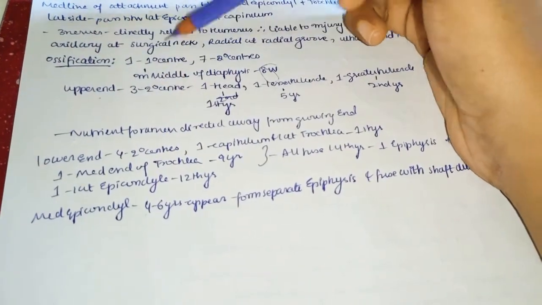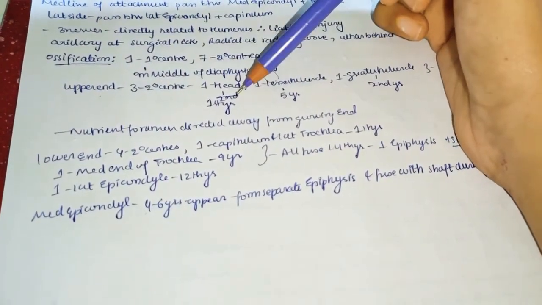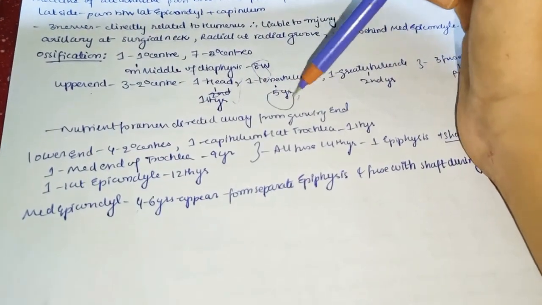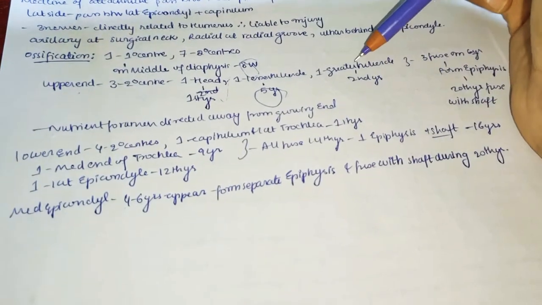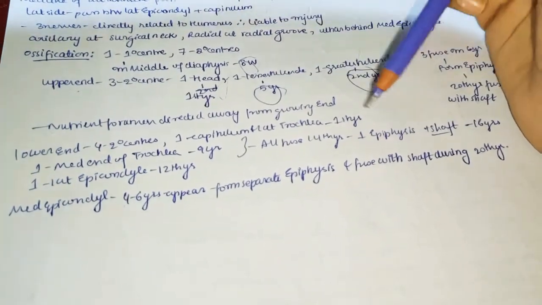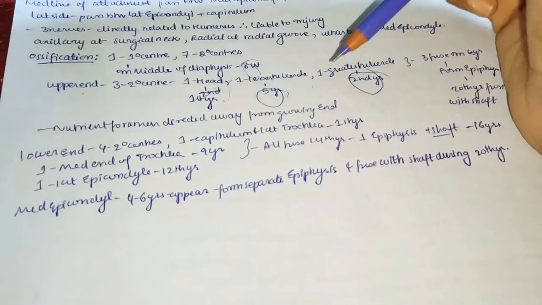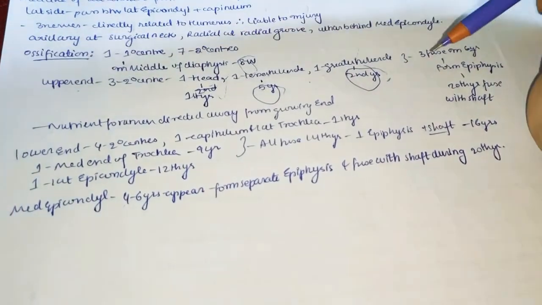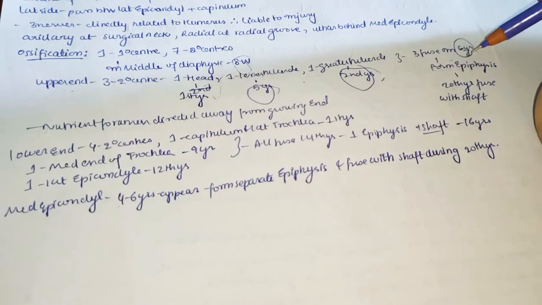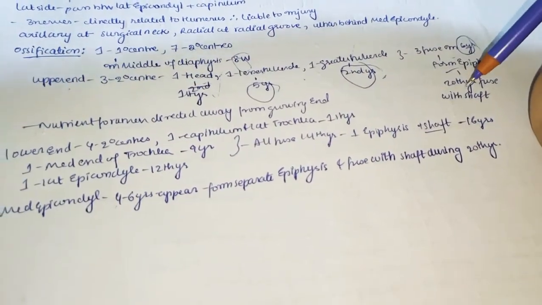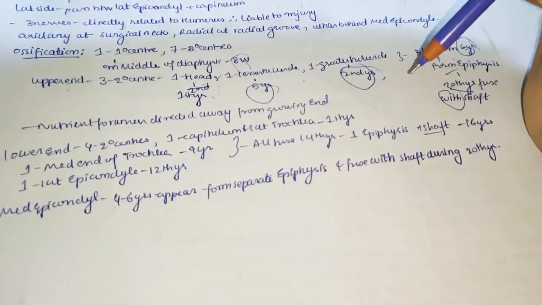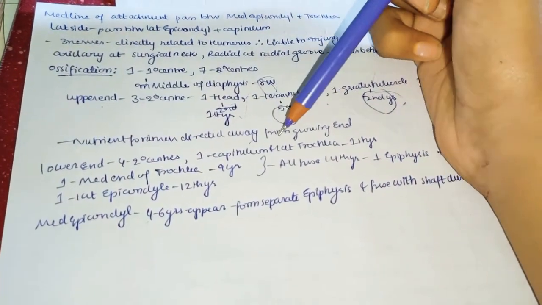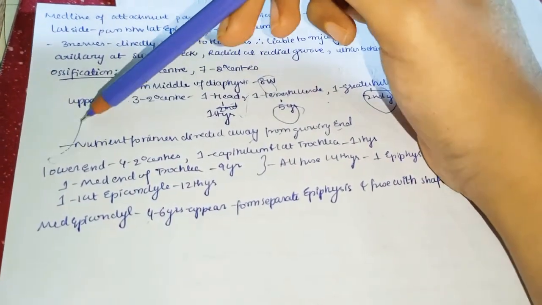In the upper end there are 3 secondary centers. One is present in the head and it begins in the first year. One is in the lesser tubercle, it starts developing in the 5th year. One is in the greater tubercle, in the 2nd year. All these three, head, lesser tubercle, greater tubercle, all fuse in the 6th year, and they form the epiphysis, and in the 20th year they fuse with the shaft. So next, coming to the nutrient foramen, it's directed away from the growing end always. This is an important point to remember.